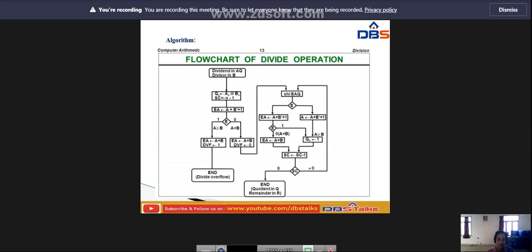Sequence counter SC minus 1, and SC is equal to 0 or not equal to 0. If it is equal to 0, the quotient will be in Q and the remainder in A. If not equal to 0, again the repetition will occur. Okay? So this is the flow chart of the divide operation.